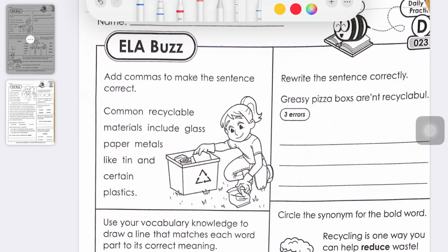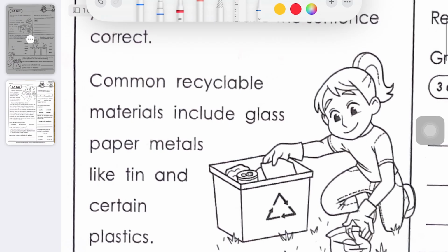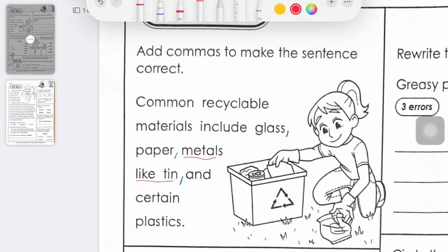Okay, add commas to make the sentence correct. Common recyclable materials include glass, paper, metals like tin, and certain plastics. So this one is, again, kind of a list. Common recyclable materials include glass, comma, paper, comma, metals like tin, comma. Some of you may have wanted to put one after metals, comma. This is all like goes together. Metals like tin and certain plastics. Okay.